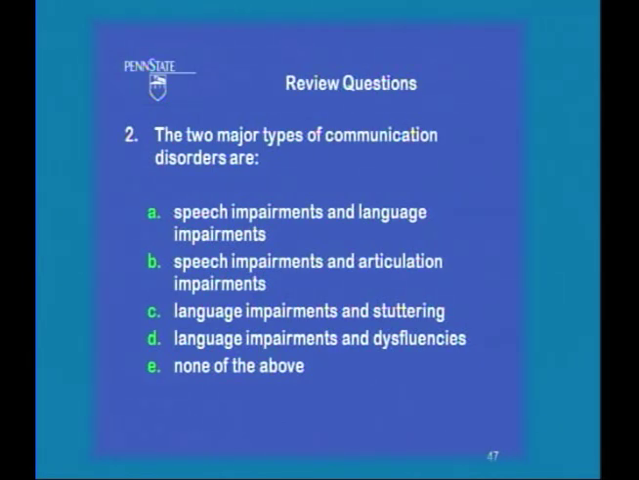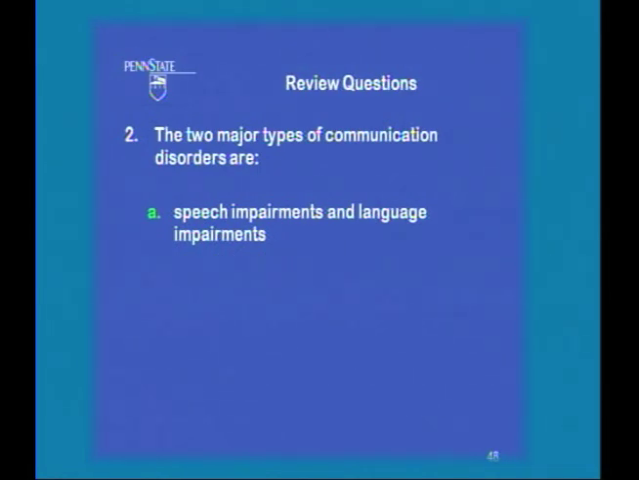The two major types of communication disorders are: A, speech impairments and language impairments, B, speech impairments and articulation impairments, C, language impairments and stuttering, D, language impairments and disfluencies, E, none of the above. The answer is A, speech impairments and language impairments. Speech deficit affects the way one communicates in spoken language. Language impairments can impair how one receives information, which is receptive language, or how one communicates, which is expressive language.